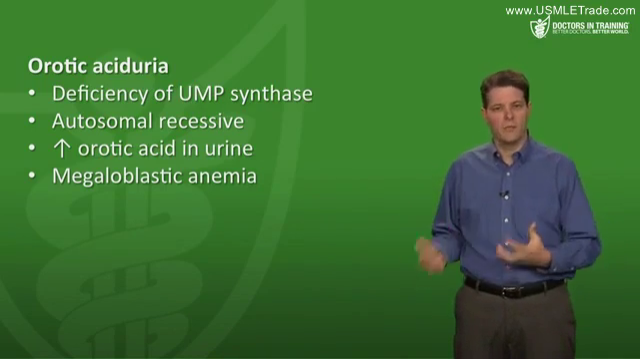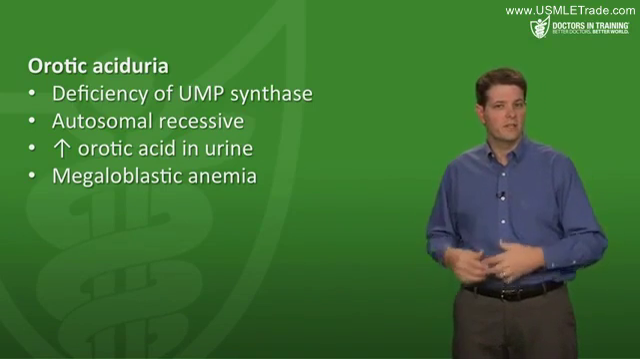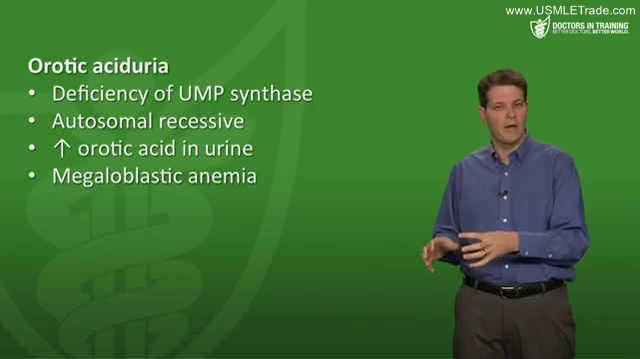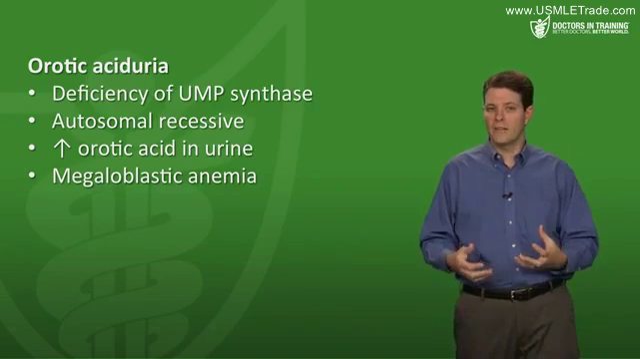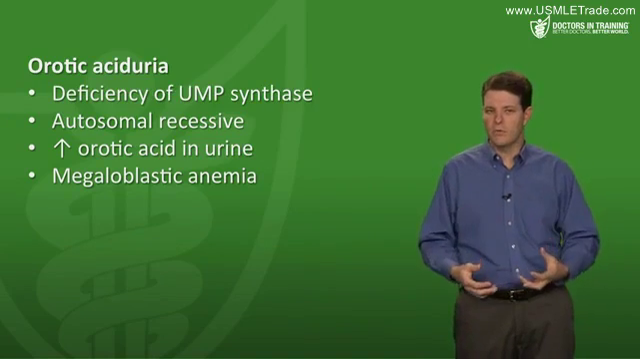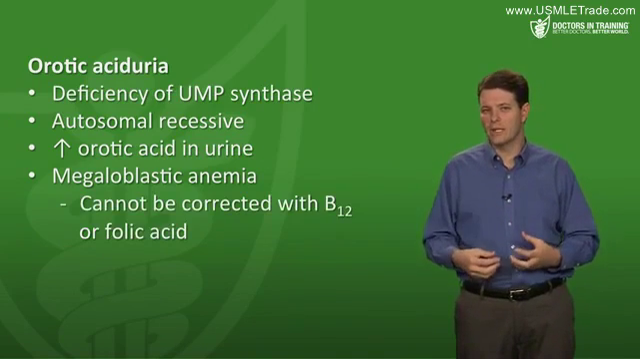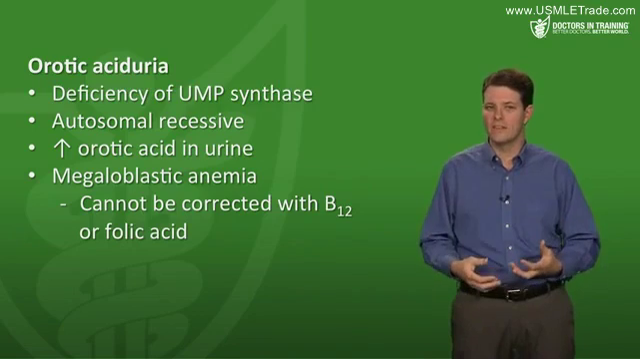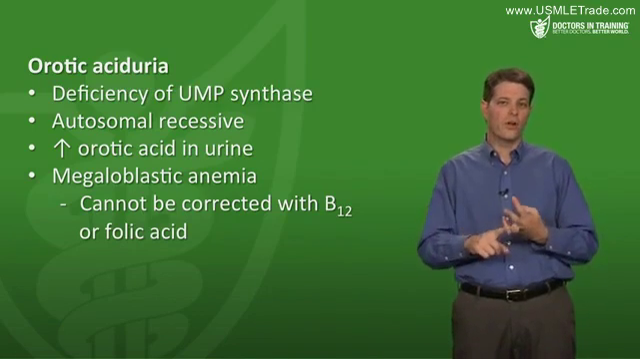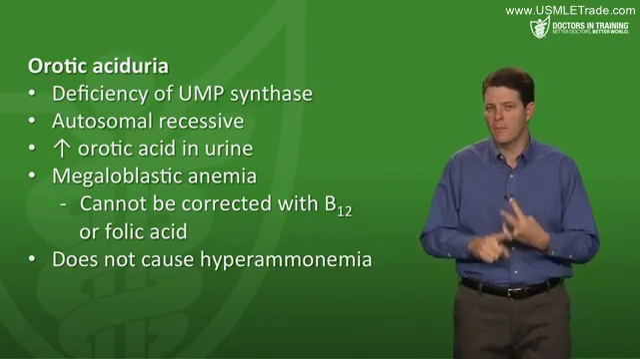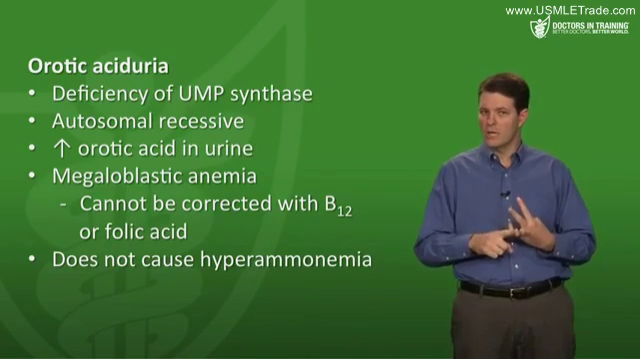Most common causes of megaloblastic anemia are vitamin B12 deficiency and folate deficiency, because those block that tetrahydrofolate part of the pyrimidine pathway. But with orotic aciduria, the problem is not B12 or folate deficiency. So this is going to cause megaloblastic anemia that cannot be corrected by giving B12 or folic acid supplements. Then a third distinguishing feature of orotic aciduria is that it does not cause hyperammonemia, or high ammonia levels.